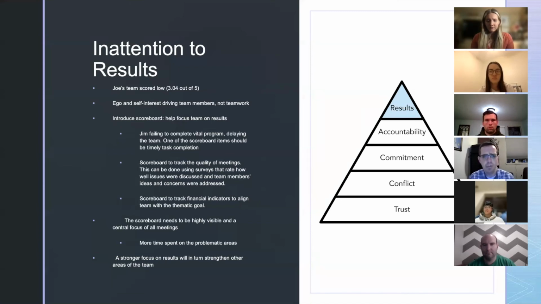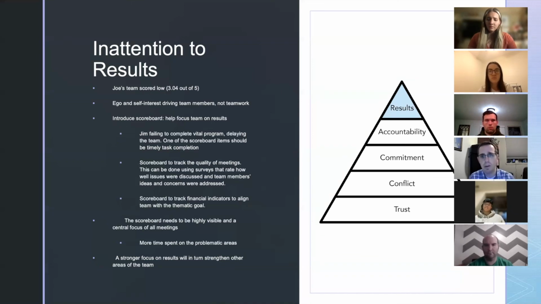One metric could be the completion of projects, such as the writing of the program by Jim, and a measurement of either the amount of time lapsed to meet the goal or the amount of time that it's past due could be the metric we use for that measurement. And that might help both Jim and his team members hold each other accountable and get a timely completion.